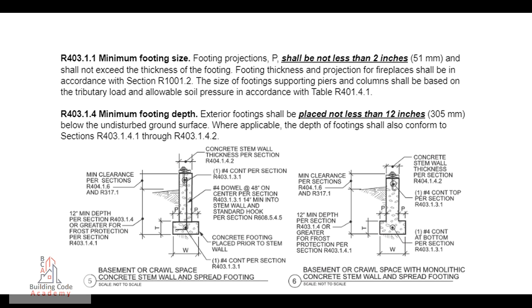R403.1.1 Minimum footing size. Footing projections, P, shall not be less than 2 inches (51 millimeters), and shall not exceed the thickness of the footing. Footing thickness and projection for fireplaces shall be in accordance with Section R1001.2. The size of footings supporting piers and columns shall be based on the tributary load and allowable soil pressure in accordance with Table R401.4.1.